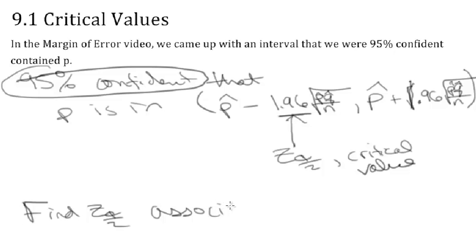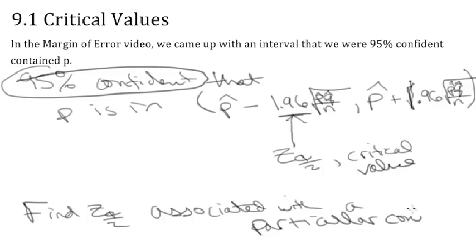associated with a particular confidence level. And that is the formal term for the level of confidence that we need. Hang on, let me clear the screen. So let's go for a 99% confidence. So I need to be much more confident.